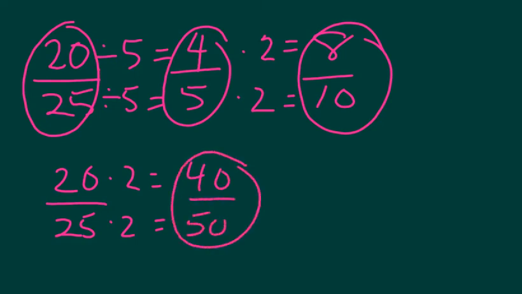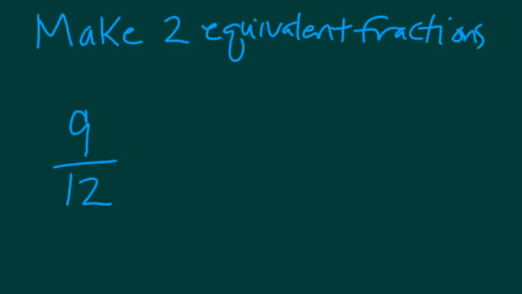Equivalent fractions, there's lots of them. You can multiply by any number. You can divide and reduce if it's not already all the way reduced. But you can make equivalent fractions. It's not hard. Okay, time for you to practice. Take the fraction 9/12 and make 2 equivalent fractions.